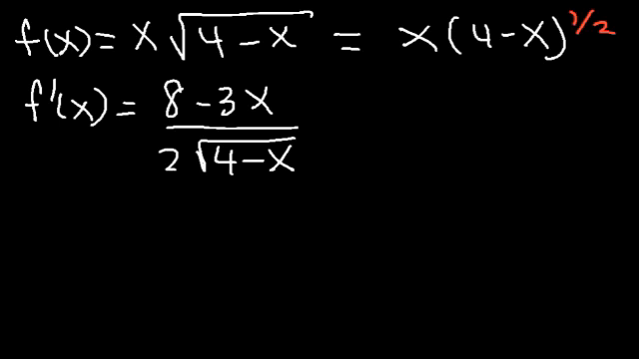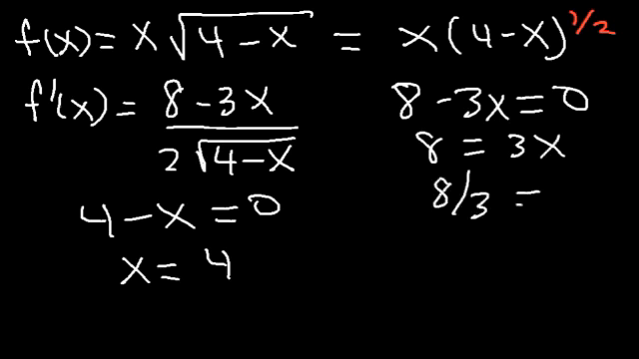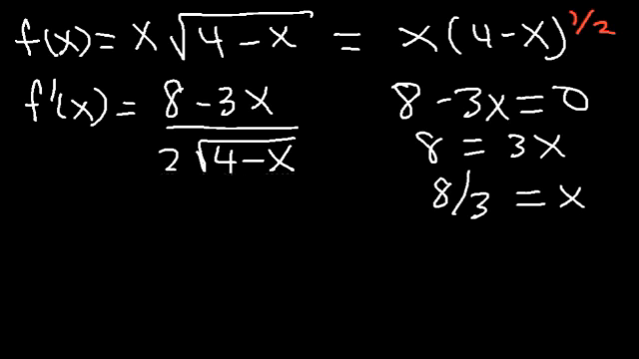Now our next step is to find the critical points, the points of interest. To do that, set the numerator equal to 0 and set the denominator equal to 0 separately. So the point of interest where the denominator is going to be 0, you can see it's going to be 4. When 4 minus x is equal to 0, the entire bottom is equal to 0. So if you add x to both sides, x is 4. And if you add 3x to both sides, you can see that x is 8 over 3. So those are the 2 points of interest.